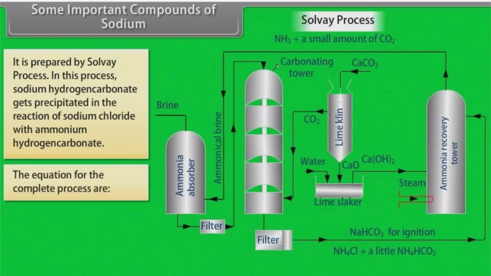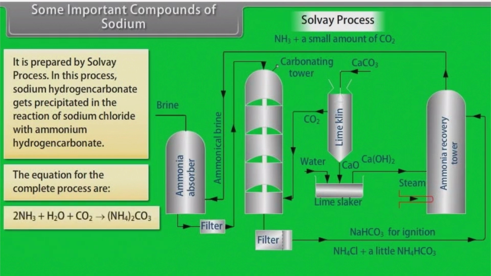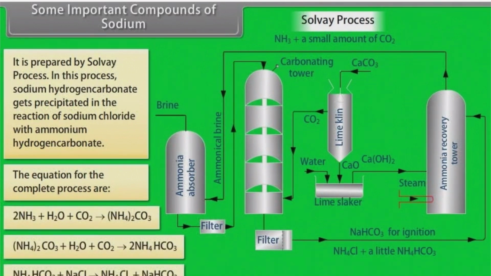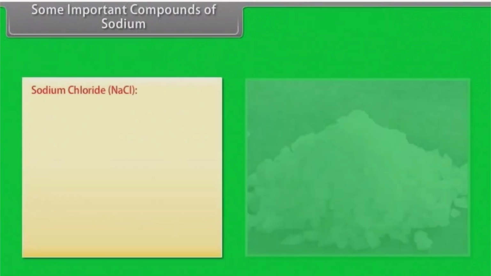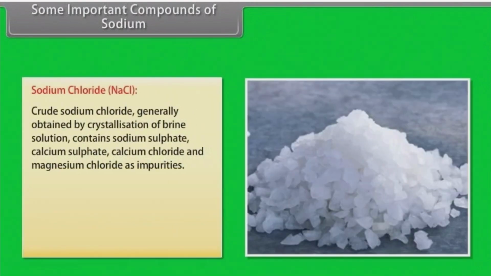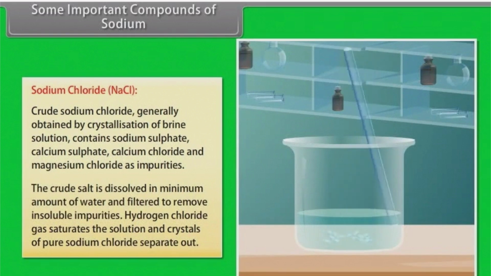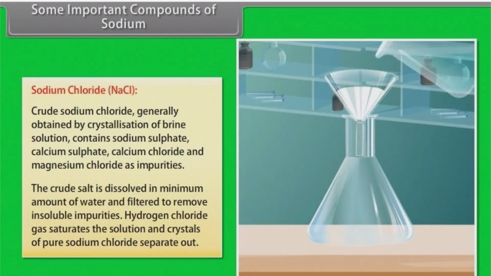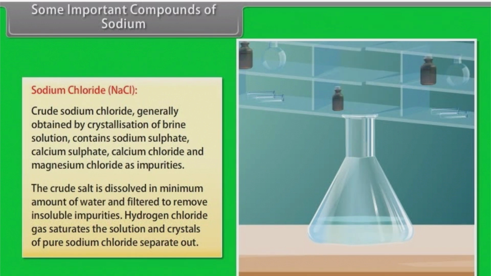The equations for the complete process are given. Sodium chloride. Crude sodium chloride, generally obtained by crystallization of brine solution, contains sodium sulfate, calcium sulfate, calcium chloride, and magnesium chloride as impurities. The crude salt is dissolved in a minimum amount of water and filtered to remove insoluble impurities. Hydrogen chloride gas saturates the solution and crystals of pure sodium chloride separate out.